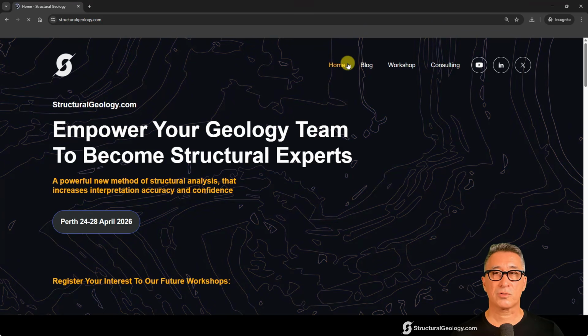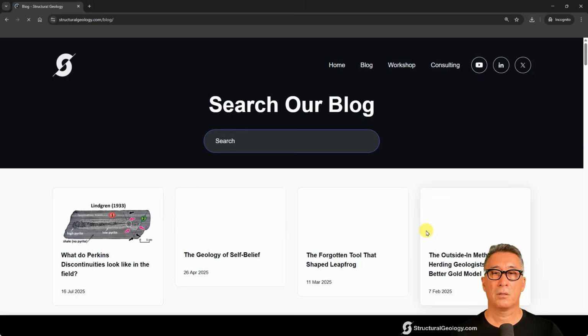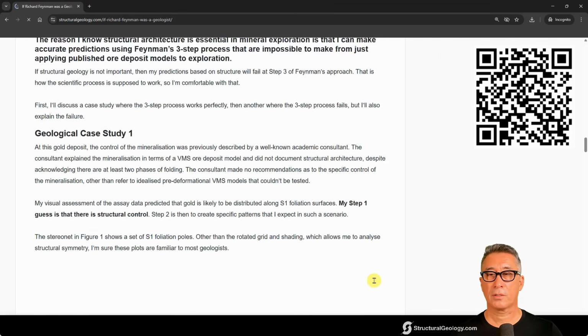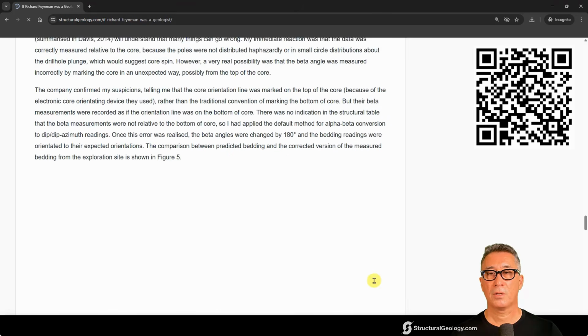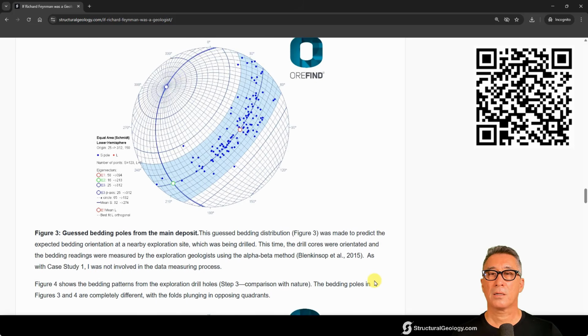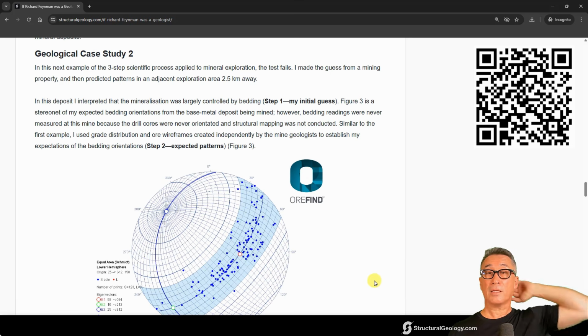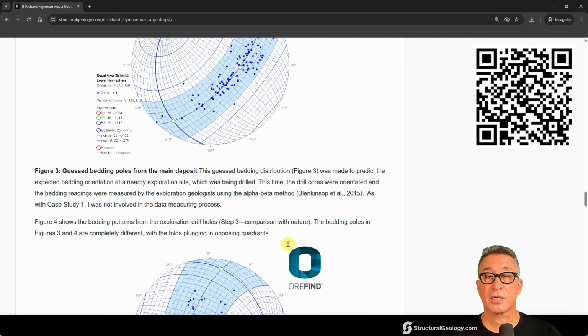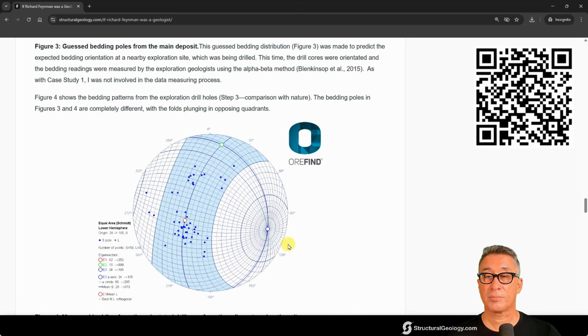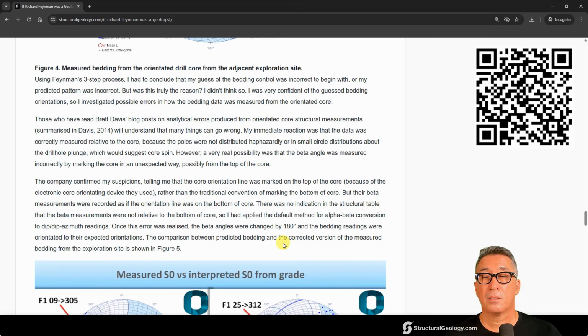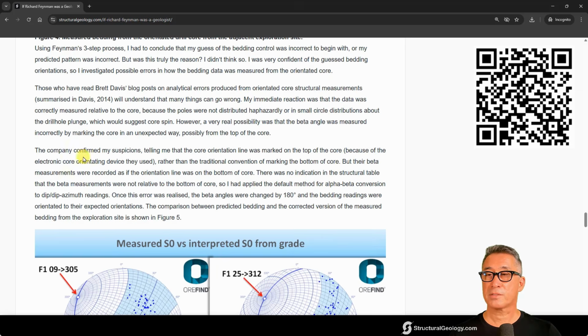Okay, so if you go to structuralgeology.com and go to blog, this one here. If I go down to the bottom, there is a case where I describe a case study where the orientation of the foliation is different depending on where we're looking at. In this case, the company confirmed my suspicions, telling me that the core orientation line was marked on the top of the core because of the electronic core orientation device they used, rather than the traditional convention of marking on the bottom of the core.